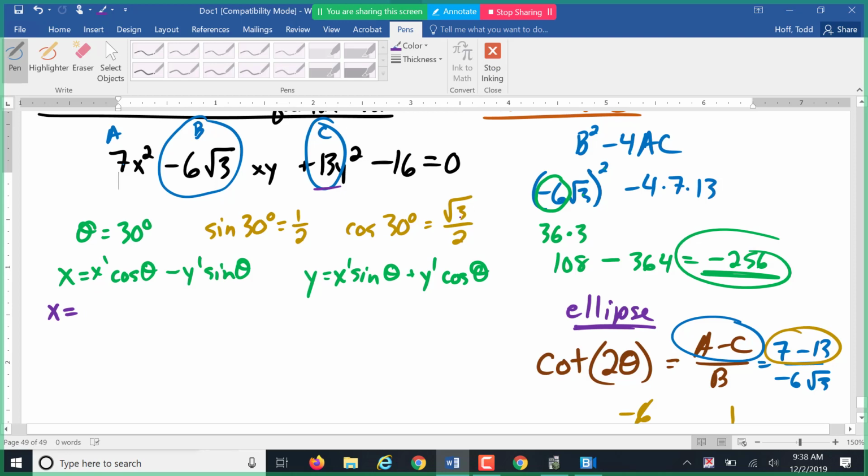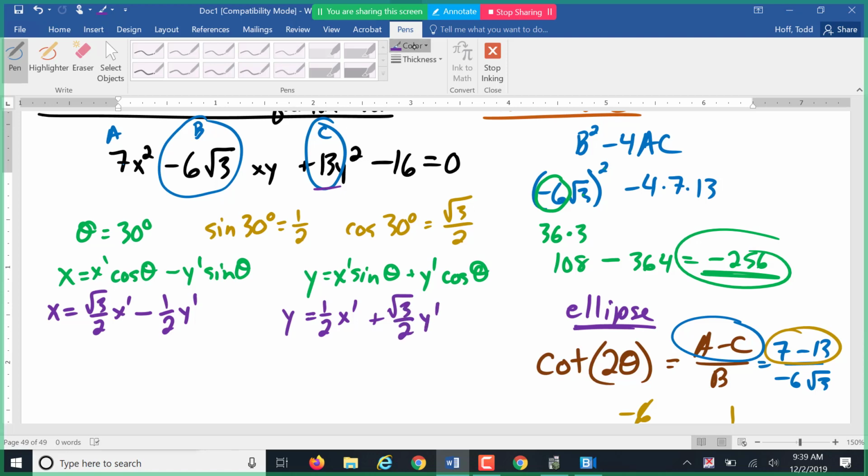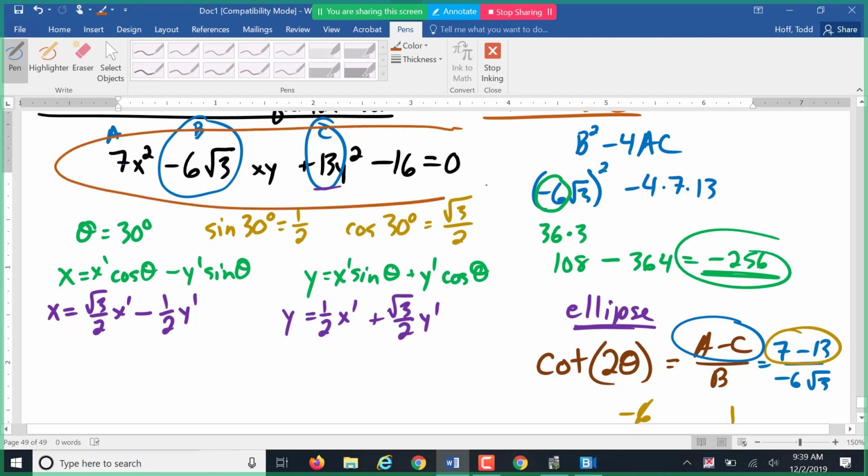Cosine of theta is the square root of 3 over 2, so it's the square root of 3 over 2 times x prime, minus sine theta is 1/2, so it's 1/2 times y prime. Over here, y equals x prime sine theta, well, that's 1/2 x prime, plus y prime cosine theta, the square root of 3 over 2 y prime. So some things that we're going to need in order to substitute into this equation.